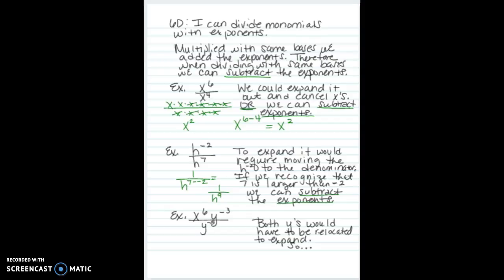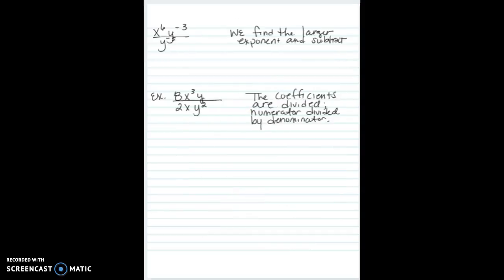On our next example, we have x to the 6th times y to the negative 3rd over y to the negative 5th. Both y's would have to be relocated to expand this. So we're going to find the larger exponent and subtract. We're not going to expand.